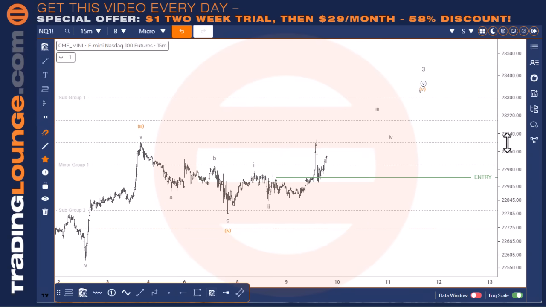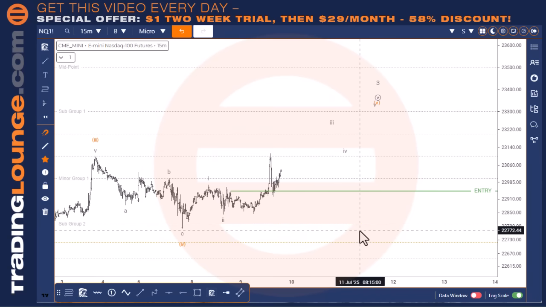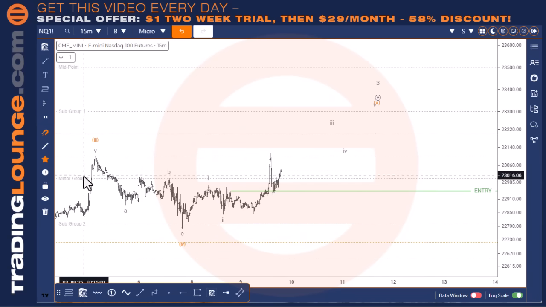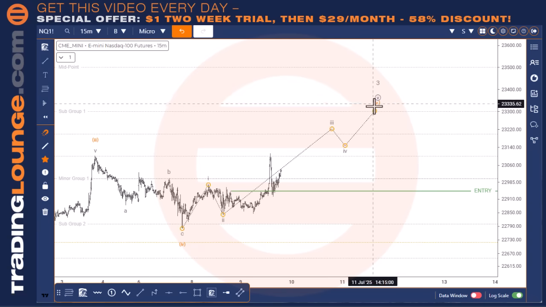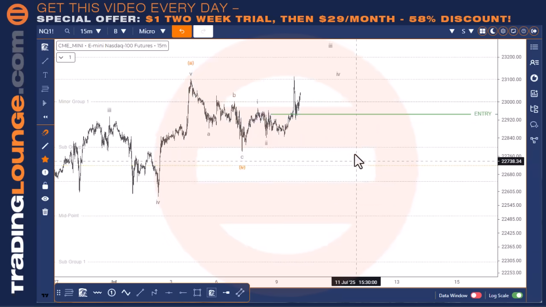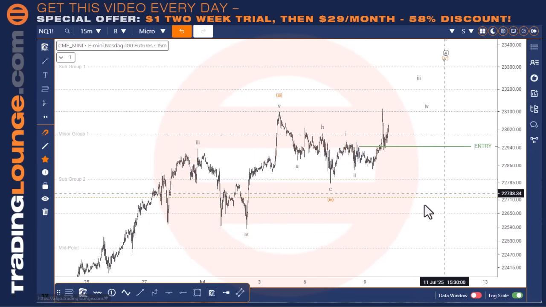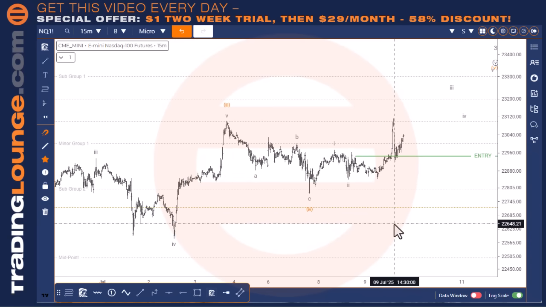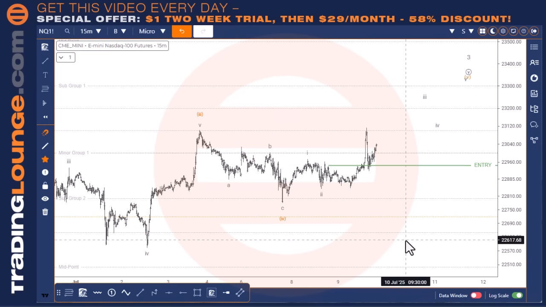But yeah, so basically taking it up here a little bit further, this will take us up to subgroup 1 of minor Group 1. So this will be somewhere up here and will be important. I'll have a look at the structure as it moves up there. So yeah, no drama there. So everything for these markets, for the US markets, is on track.